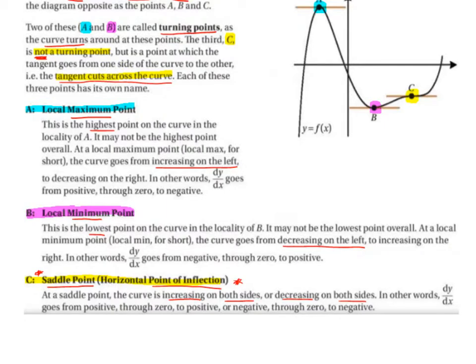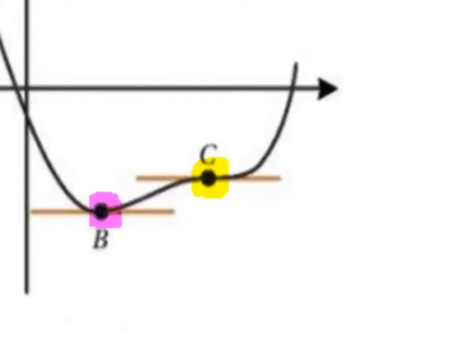So let's have a look at this saddle point. We can see the curve is increasing, then it evens out, and we have a slope of 0, and then it starts increasing again. So it's a saddle point, it's not a turning point.